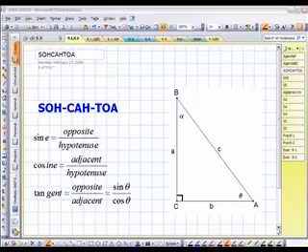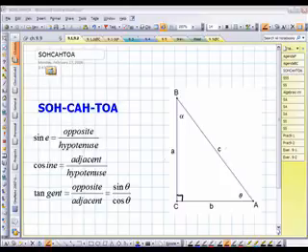Different calculators work different ways, so you may have to figure out how to work your own. And so here we have our right triangle with sides A, B, and C. Here's our right angle. This is the angle alpha. This is the angle theta. And so the side opposite alpha is B. The side adjacent to alpha is A.